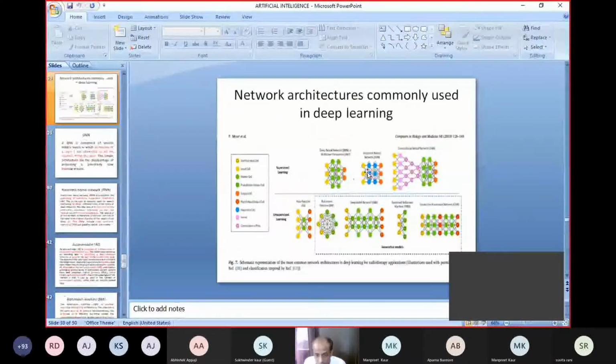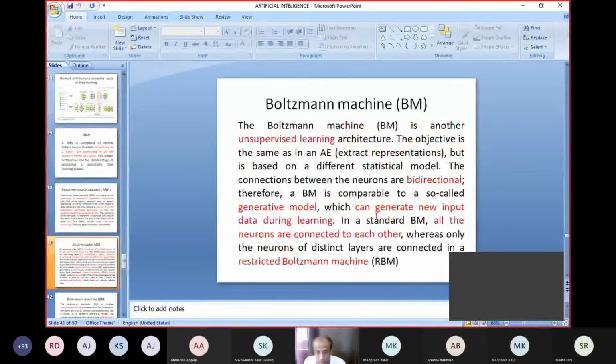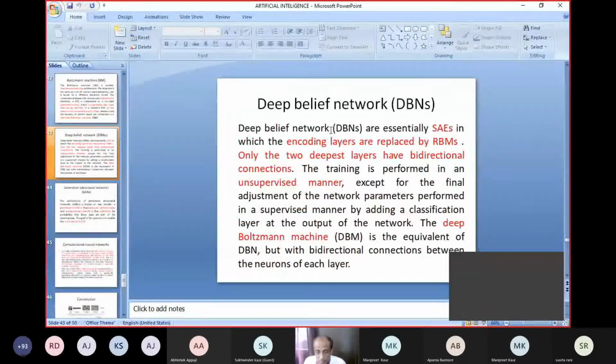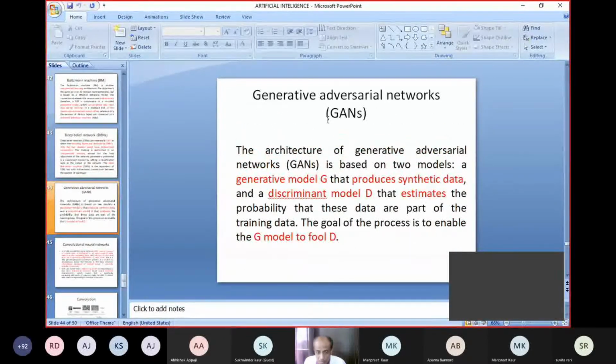In the drawings it is shown very nicely. In this Boltzmann machine, you can see there are multiple connections. Yellow is connected to green, and green is also connected back to yellow. Then comes the deep belief network, which is essentially an autoencoder in which the encoding layers are replaced by Boltzmann ones. Only the two deepest layers have bidirectional connections. It is also an unsupervised network, another form of unsupervised learning.